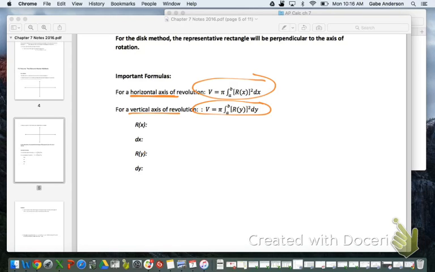So let's define what we have here. Obviously, you guys know what pi is. R of x, of course, is in terms of x. So this is going to be the radius. A lot of people will say radius. I'm going to flesh this out a little bit more. I'm going to say that this is the distance from the axis of rotation to the outer edge of the function.